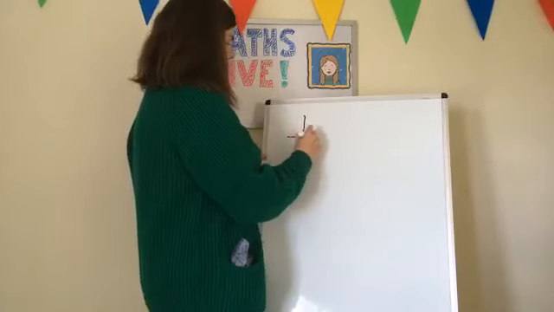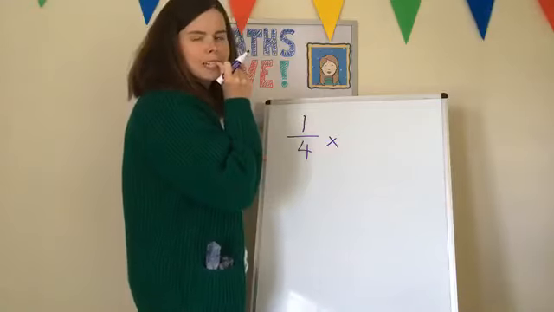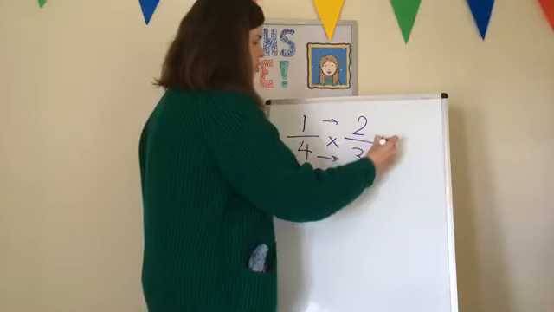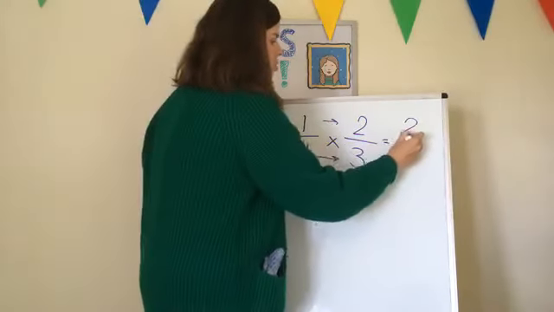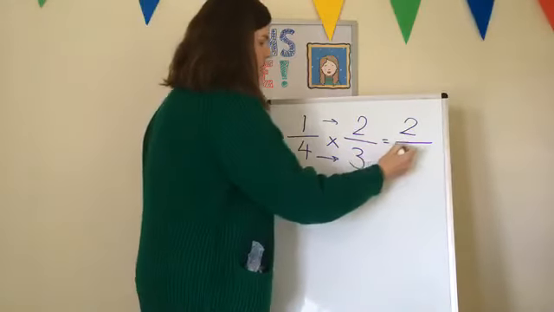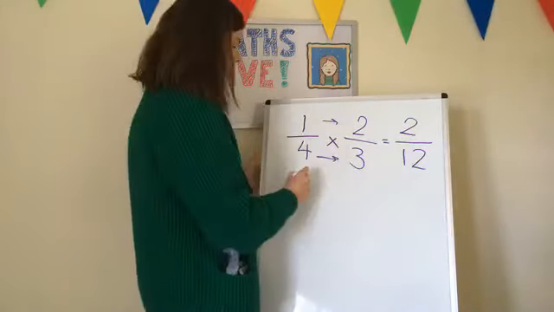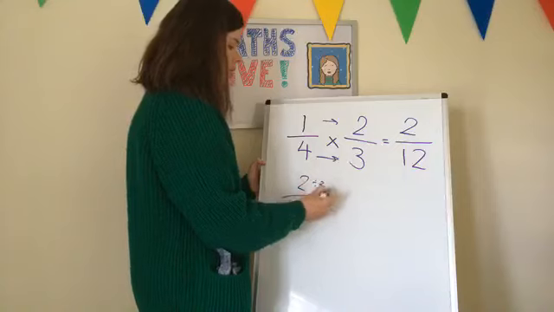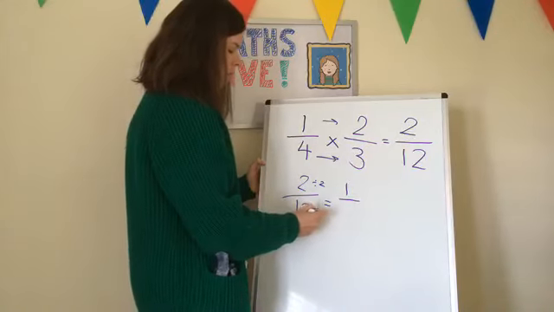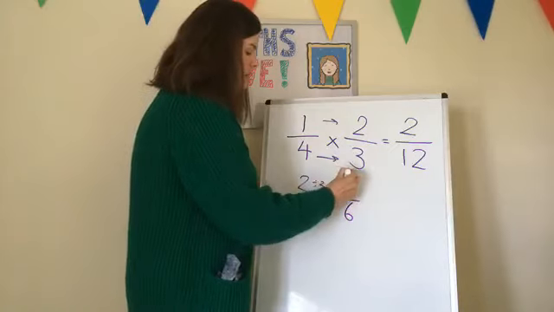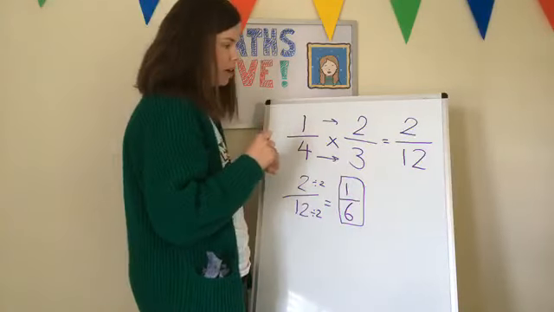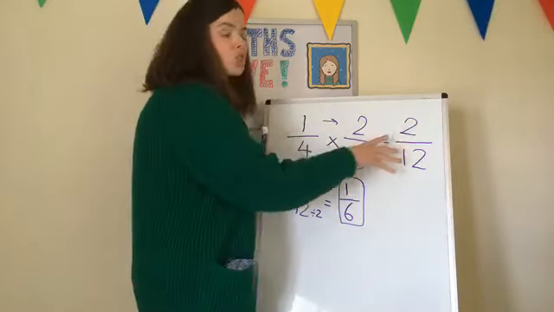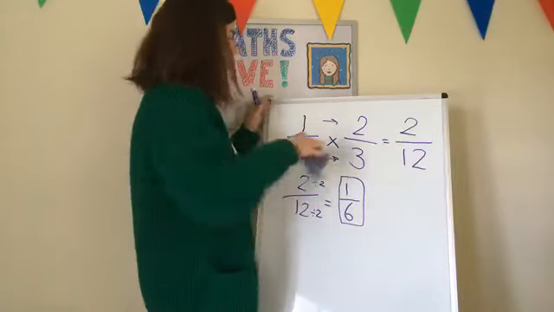So, another example. You might have 1/4 times 2/3. You don't have to draw these arrows. This is me just demonstrating. So, 1 times 2 is 2. 4 times 3 is 12. We can simplify it this time because both of them are multiples of 2. 2 divided by 2 is 1. 12 divided by 2 is 6. So our answer is 1/6. You do really need to simplify when you're multiplying and dividing fractions. So if you got 2 over 12, well done, you've understood the calculation. Always try to simplify it.